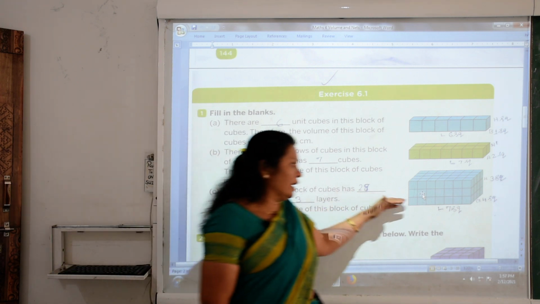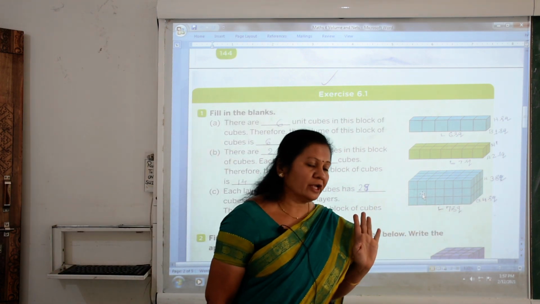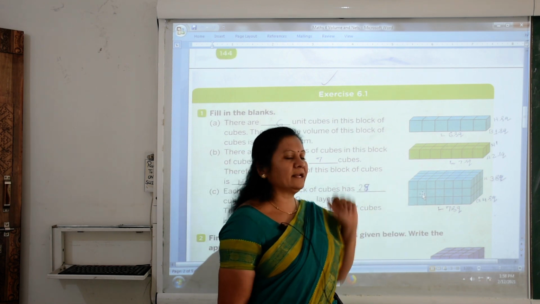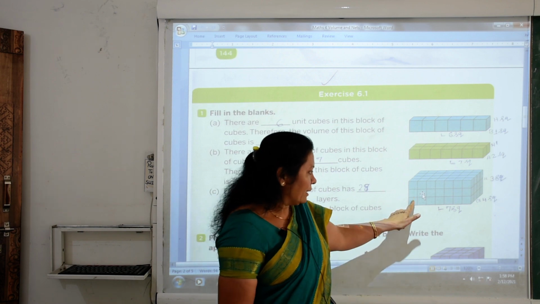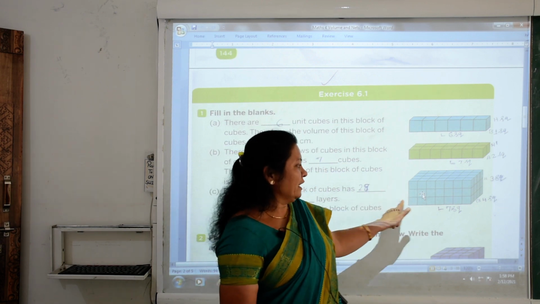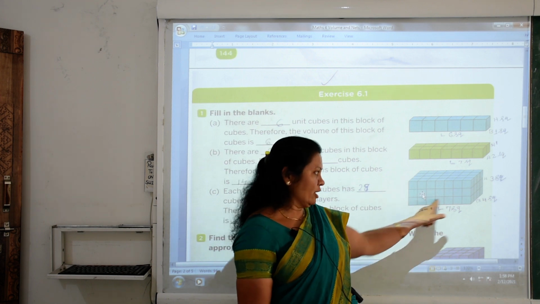How many cubes? 1 in 1 block. You are showing here how many blocks? 1 block, 2 blocks and 3 blocks. In 1 block, how many squares? How many cubes are you showing here?